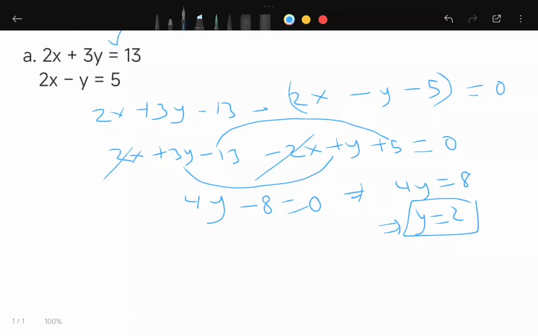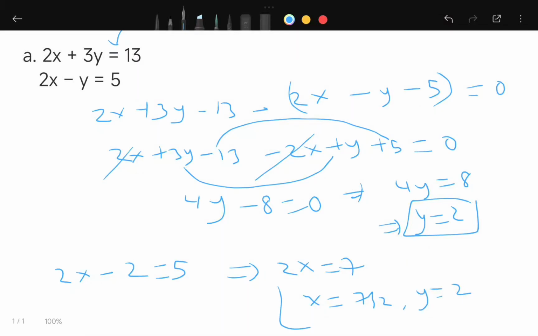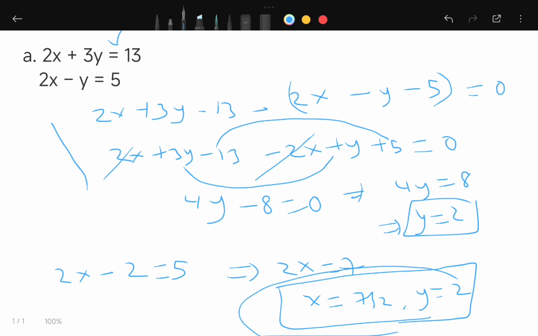Now we got y, right? Let us substitute this y in the second equation. 2x minus 2 equals 5, which implies 2x equals 7, x equals 7 by 2, and y equals 2. This is the solution for the equations. You can substitute these values in the equations and they will satisfy.